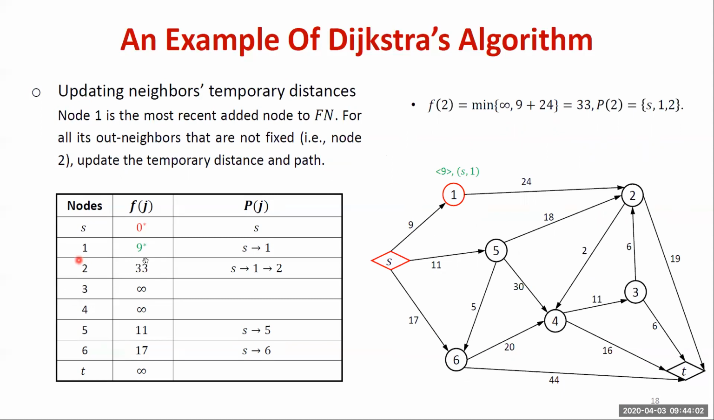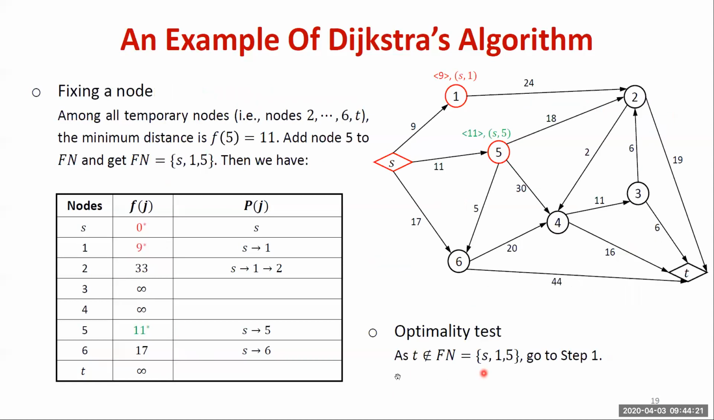Then you can go from node 1 to node 2, and then you need to update node 2, which is again the same, the previous one versus the new one. And it's updated, so update the path. And then what you do, fixing a node. Among all these temporary nodes, which one is the smallest one? Node number 5. Fix node number 5. And then optimality test, t is not inside.